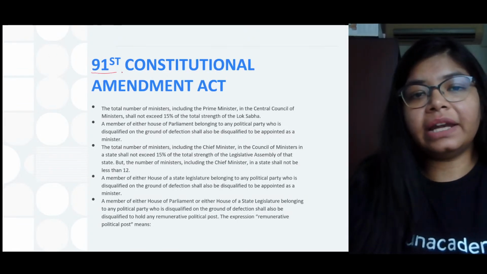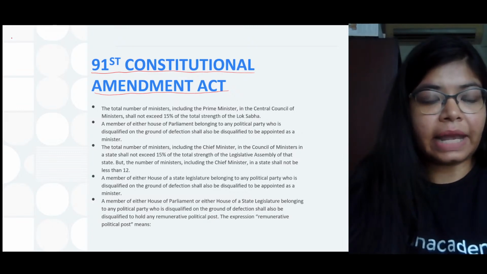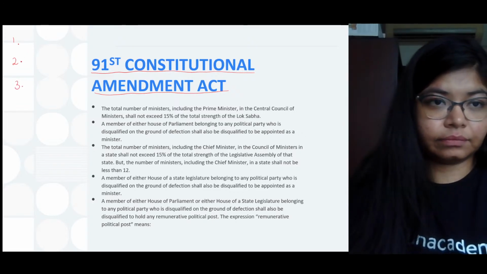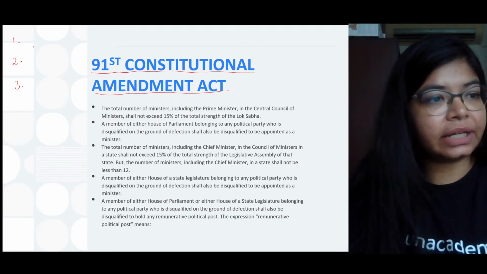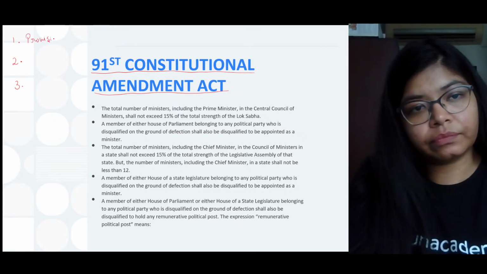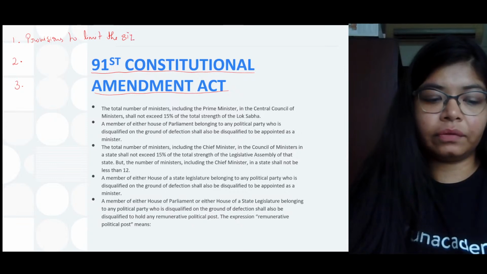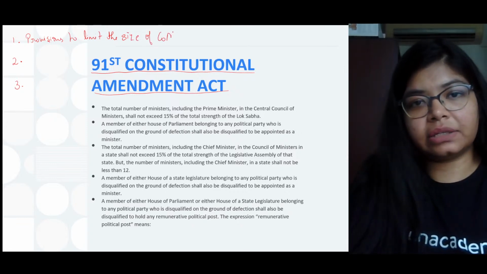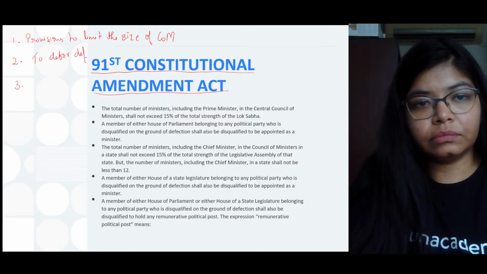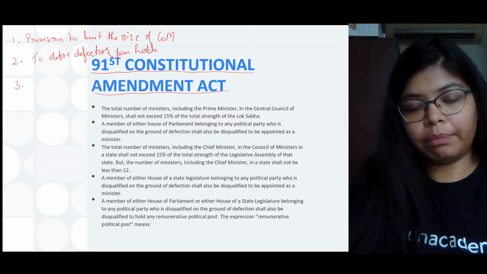चलो, now we are at 91st Constitutional Amendment Act. Can you tell me 91st Amendment Act ने की थी 3 चीजें. किसी को पता है तो just type in the comment section, start typing in the comment section. एक तो it gave provisions to limit the size of Council of Ministers, ठीक है. दूसरा to debar defectors from holding public office.